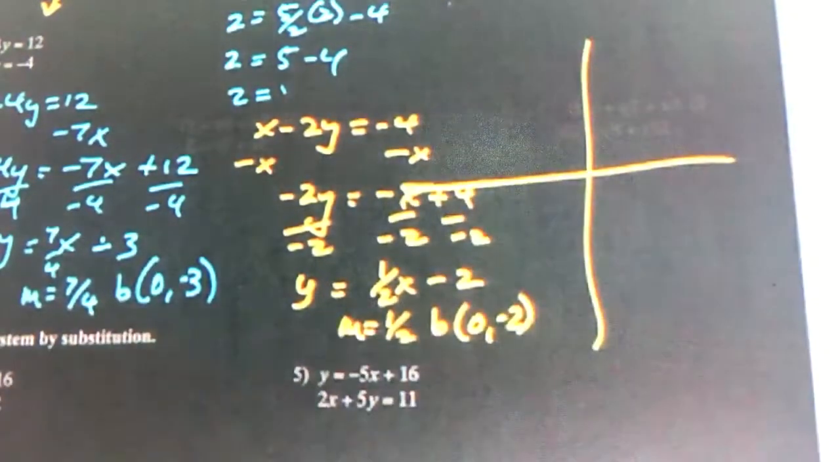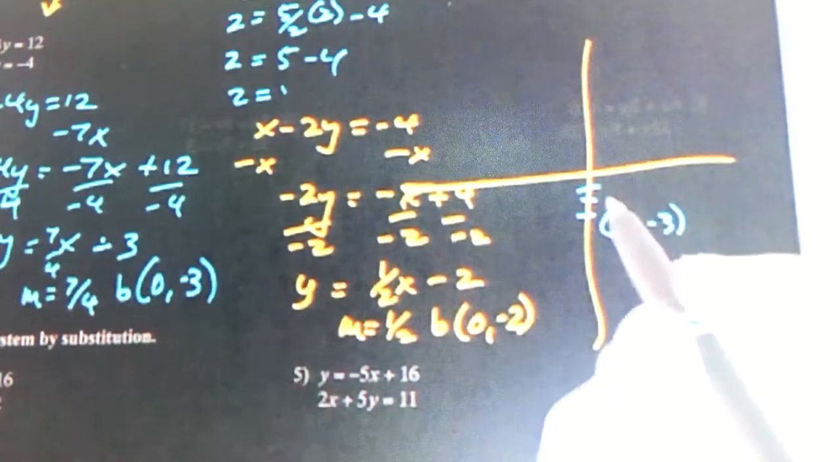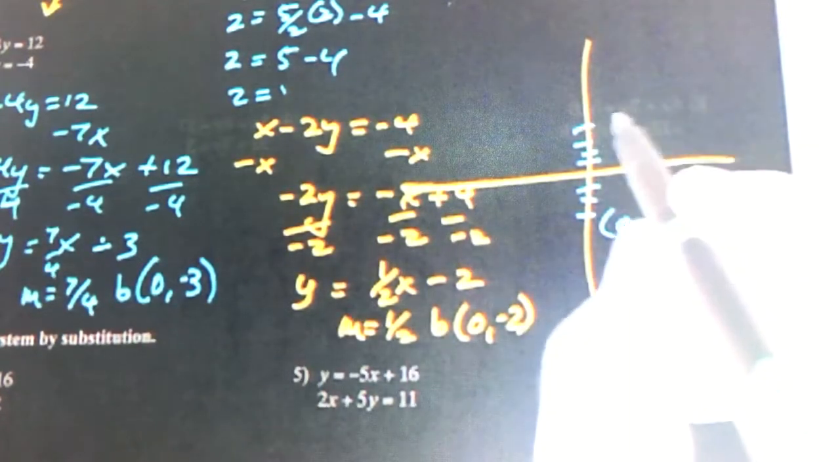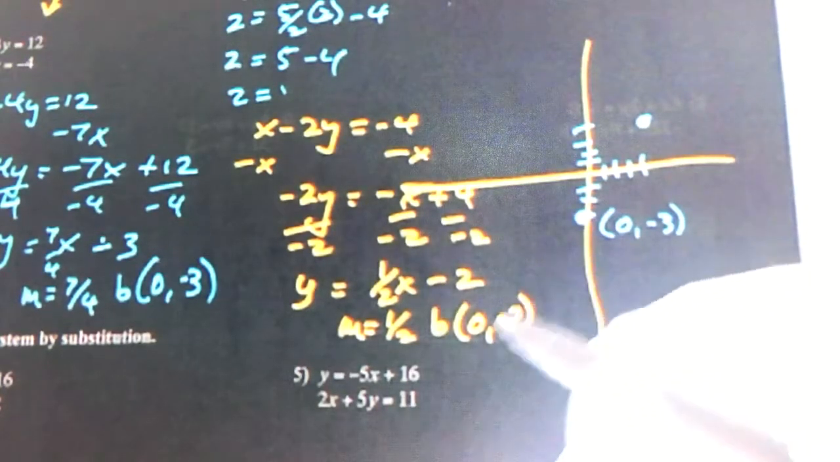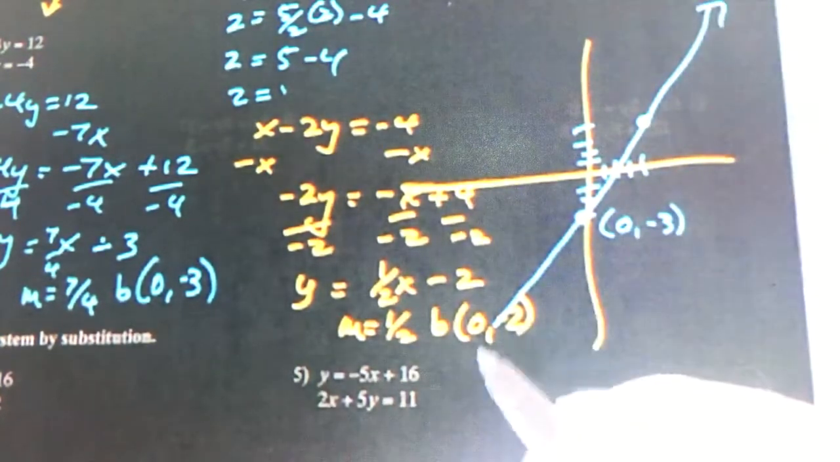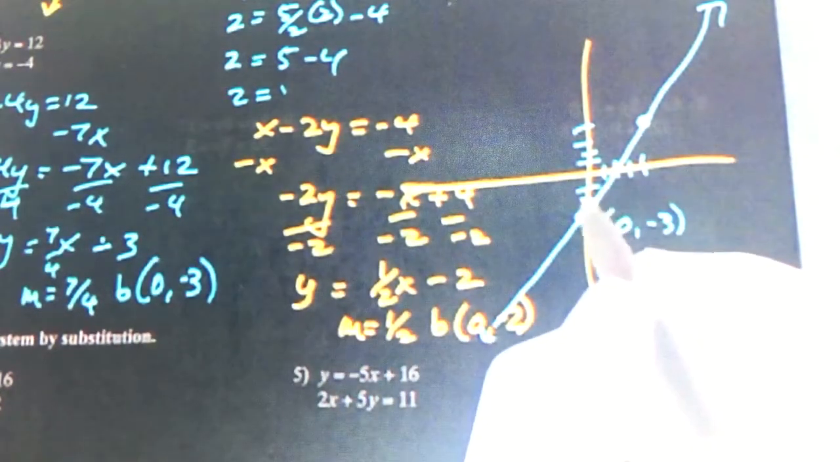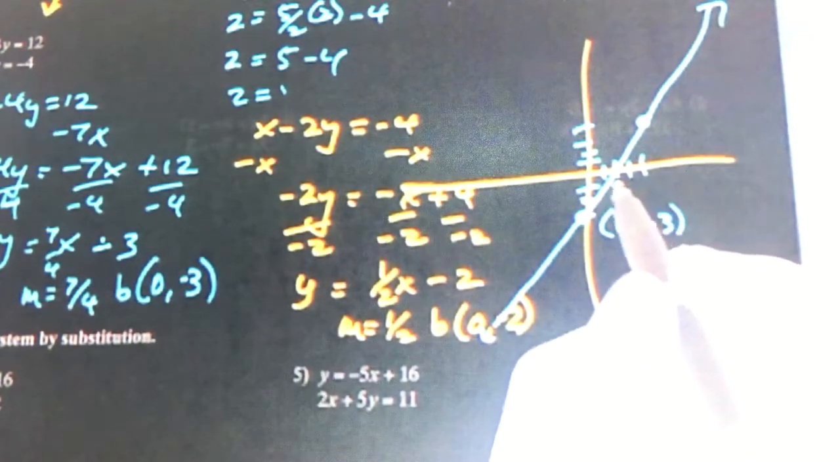Here's a graph. First one, 0, negative 3, up 7 over 4: 1, 2, 3, 4, 5, 6, 7, and then over 4: 1, 2, 3, 4. And we have our first line right on through there. Our second line has slope 1/2, and 0, negative 2 is our y-intercept. So we're down 2 this time, and then we go up 1 over 2, up 1 over 2.